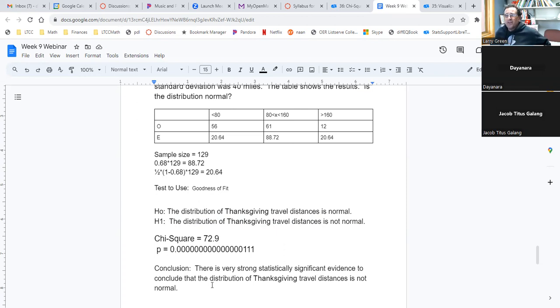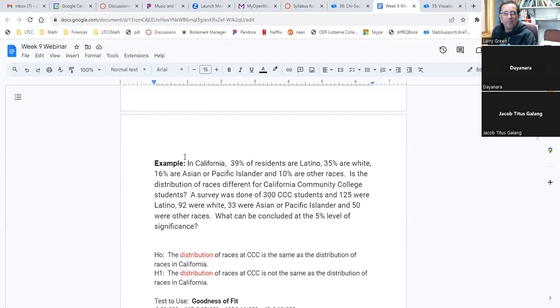I just want to let you know that for goodness of fit, there's really 3 types. I only have so much time, so I only gave you 2 of them. One type is when you have this known distribution that comes from like the Census Bureau. If you remember at the very beginning, we knew what the distribution of races were in California. It's not some special distribution like normal. It's just known percentages. That's one type.